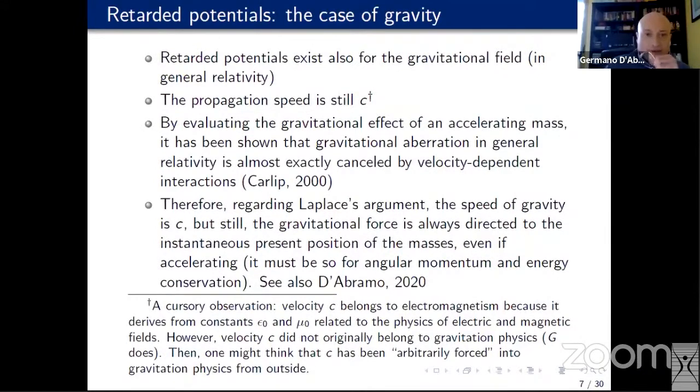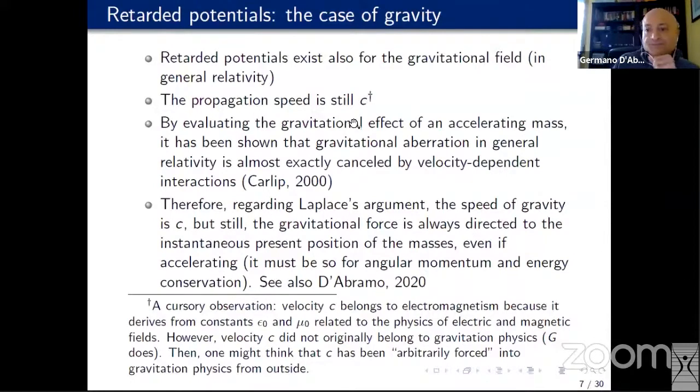Under specific conditions, retarded potentials can be derived also for the gravitational field. They are particular solutions of Einstein's field equations. See, for instance, those derived by Carlip in his 2000 paper. And also in this case, the speed of gravity is finite and equal to c, the velocity of light.